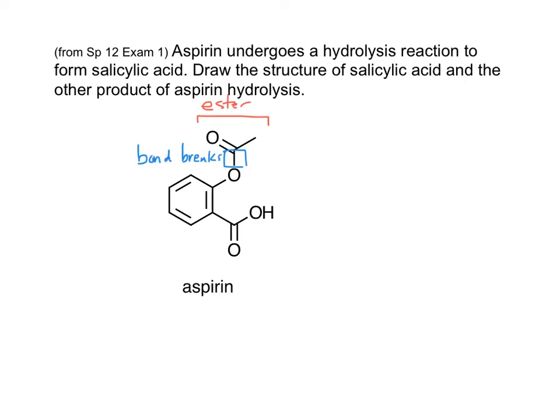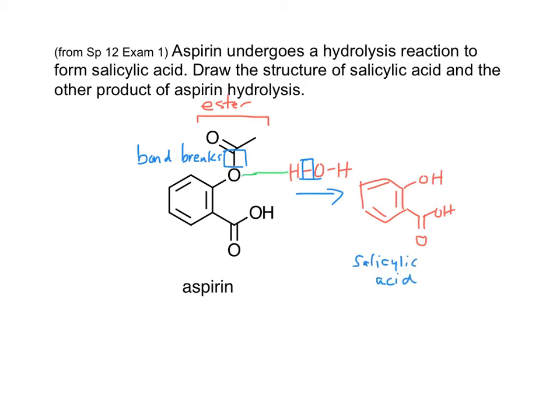And the answer is: start by identifying the ester group. Then identify the bond that breaks. Water is the other reactant. This bond breaks in water. This bond forms to make salicylic acid. This bond forms to make acetic acid.